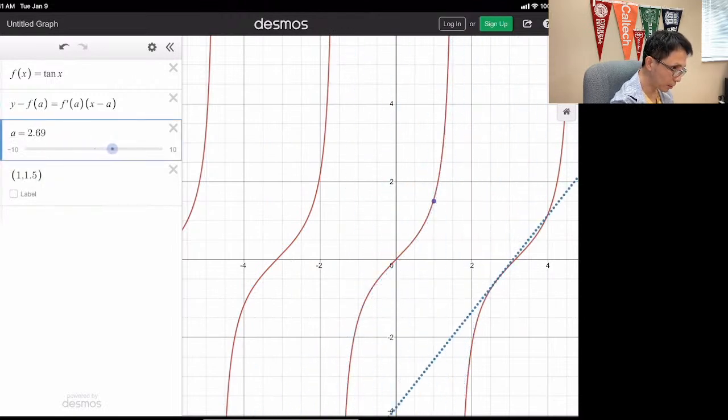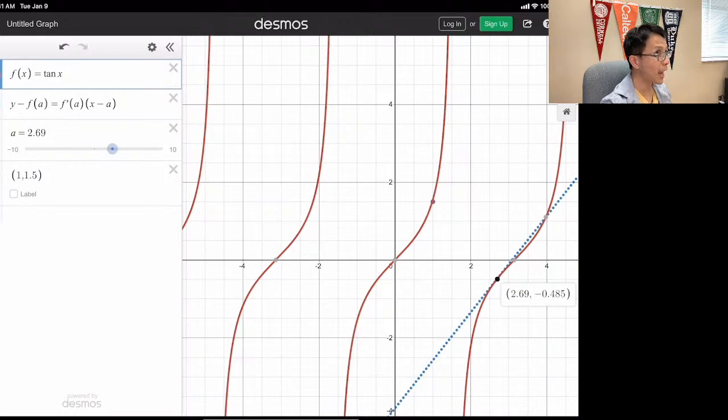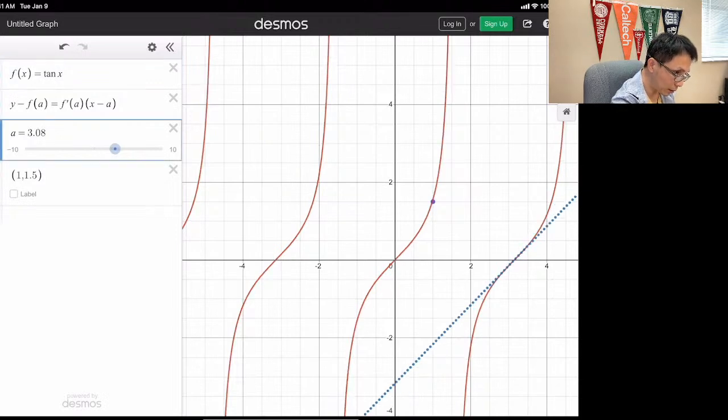Oh, that's great. So now, if you see this, at this moment right here, at this 2.69 there, it's concave down because that line is above the graph. And the line is always above, it's concave down. And then if you play it more, you're going to see it at a different point.